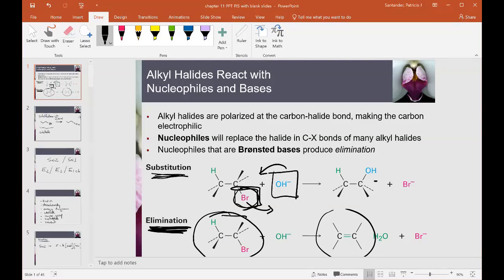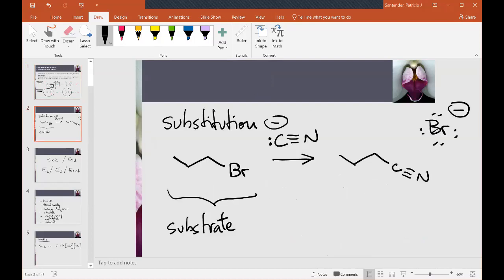Well, let's give a very specific example of a substitution. That could be, for instance, 1-bromopropane reacting with the cyanide anion. And the cyanide anion is taking the place of bromine. And that's how we form this product.